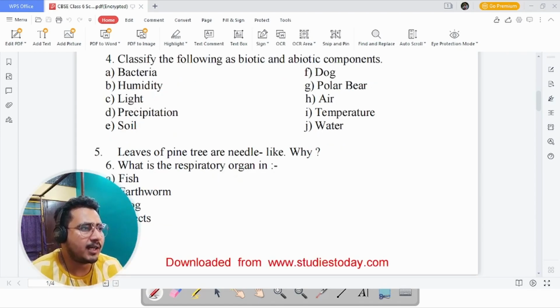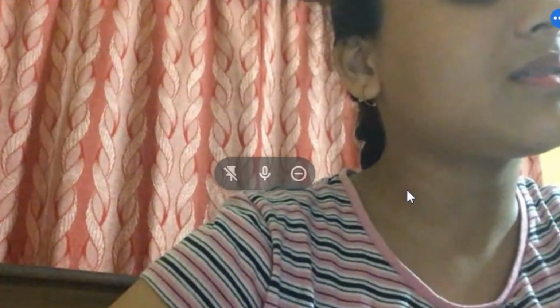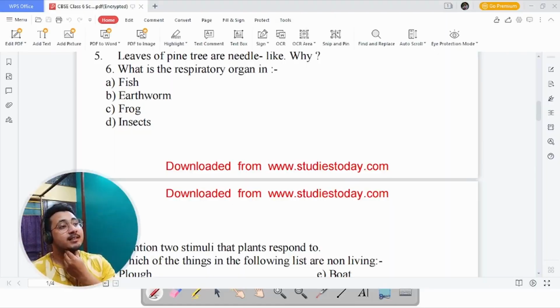What is the respiratory organ in fish, earthworm, frog and insects? I will say like humans, lungs. But what about the frog? They are not only land or only water animals. But they actually have lungs, and also they can breathe by their skin. And the frog actually moves this portion, the glottis, what we call the throat. You have seen the frog doing that thing in the throat. By that they can also breathe. Lungs, you will say for now.